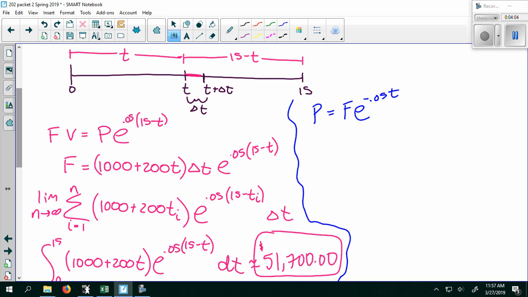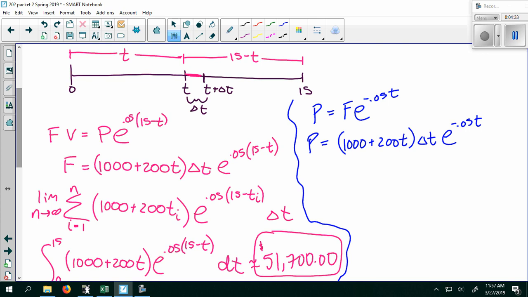So the future value is the income stream 1,000 plus 200 t delta t. That's the amount of money that comes in on the interval from t to t plus delta t. Then I'm sending it backwards in time, t years at 5% interest. So that is the present value of my tiny slice of time.